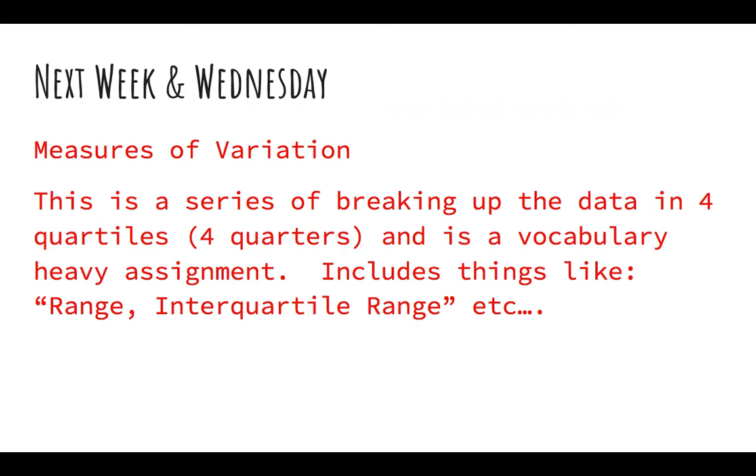Next week, so this week you've got a median and mode assignment. Next week it's a measure of variation assignment. That's what we'll talk about on Wednesday's Google Meet. And just to give you a hint, measures of variation is a series of breaking up data sets into 4 quartiles or 4 quarters. So you put numbers in order, you break them into 4 sections. It's a pretty vocab heavy assignment and includes things that you might have heard of like range, interquartile range. We'll get into that next week, but just as a heads up, that's what we're talking about on Wednesday.